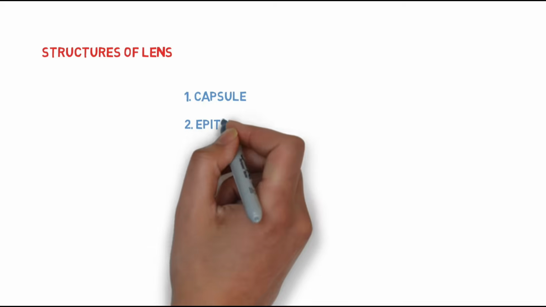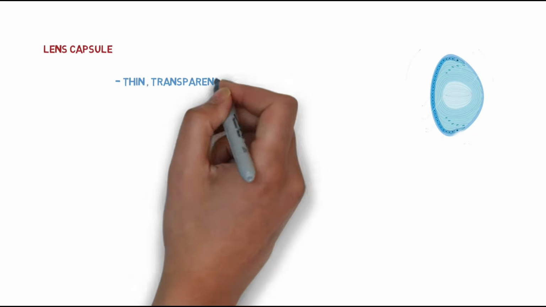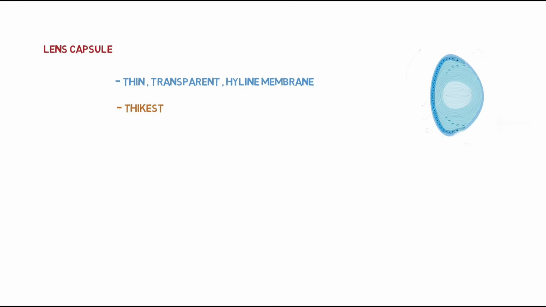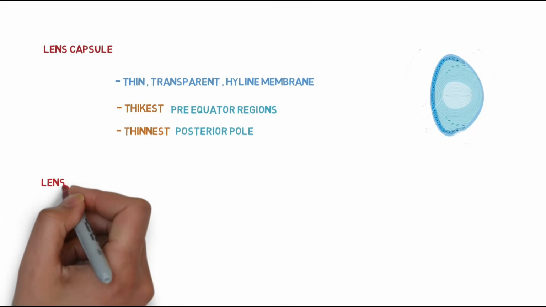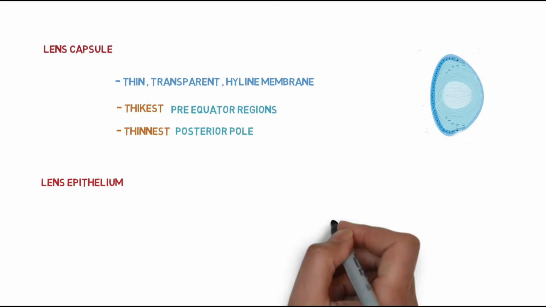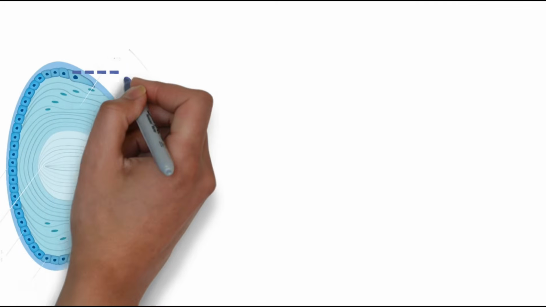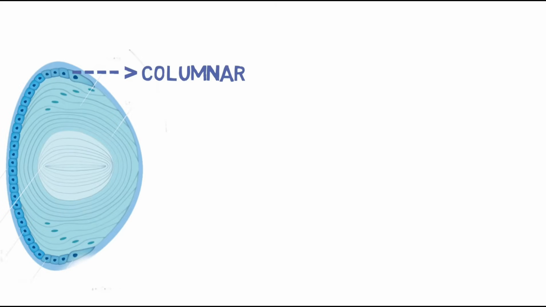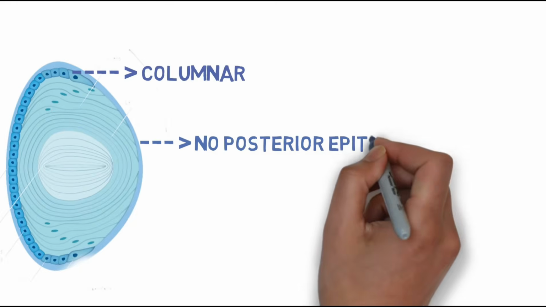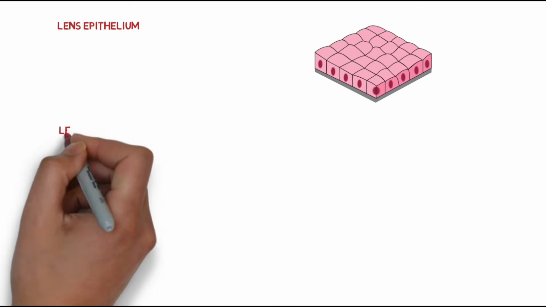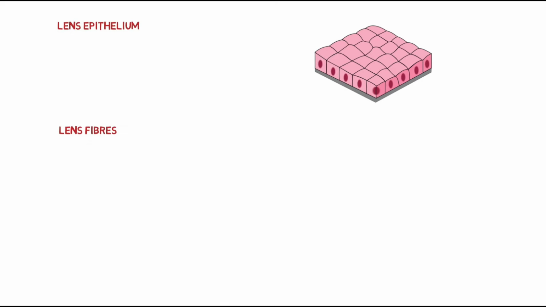So what are the structures of a lens? The lens consists of lens capsule, lens epithelium and lens fibers. The lens capsule is a thin, transparent hyaline membrane. It is thickest at the pre-equatorial regions and thinnest at the posterior pole. Lens epithelium is a single layer of cuboidal cells, and in the equatorial region these cells become columnar, and at the posterior region there is an absence of epithelium. And the third one is lens fibers.